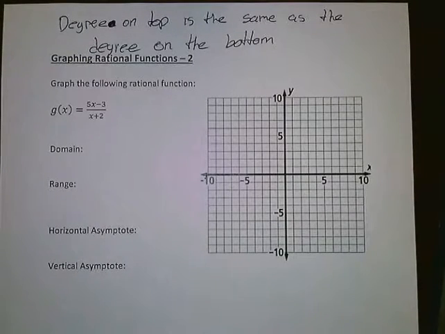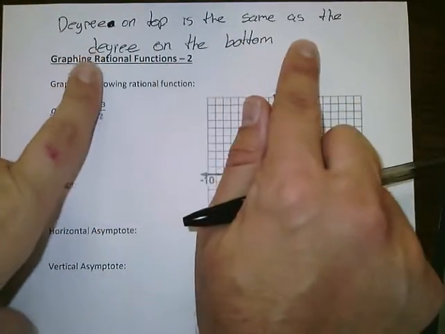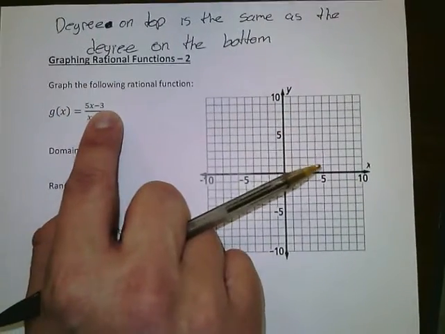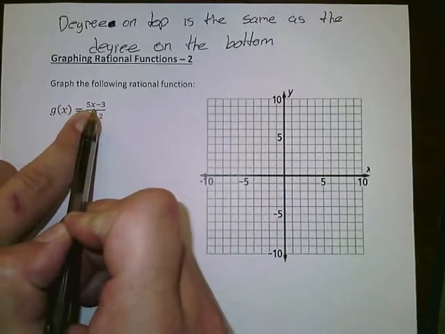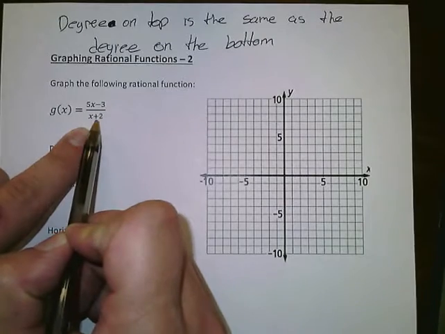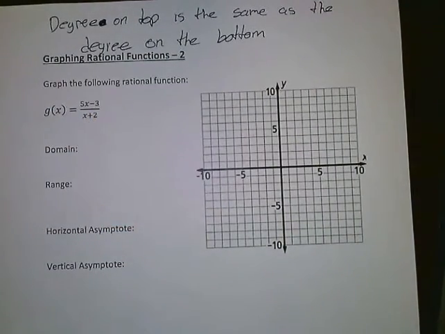So in this scenario, what we're looking for is types of rational functions where the degree on the top is the same as the degree on the bottom. What I'm talking about there is you're looking for the highest power of x on the top. Well, the highest exponent on the x on top is 1. And then we check the bottom. So I have an x plus 2. The highest exponent would be x to the first. So the degree on the bottom is also 1.